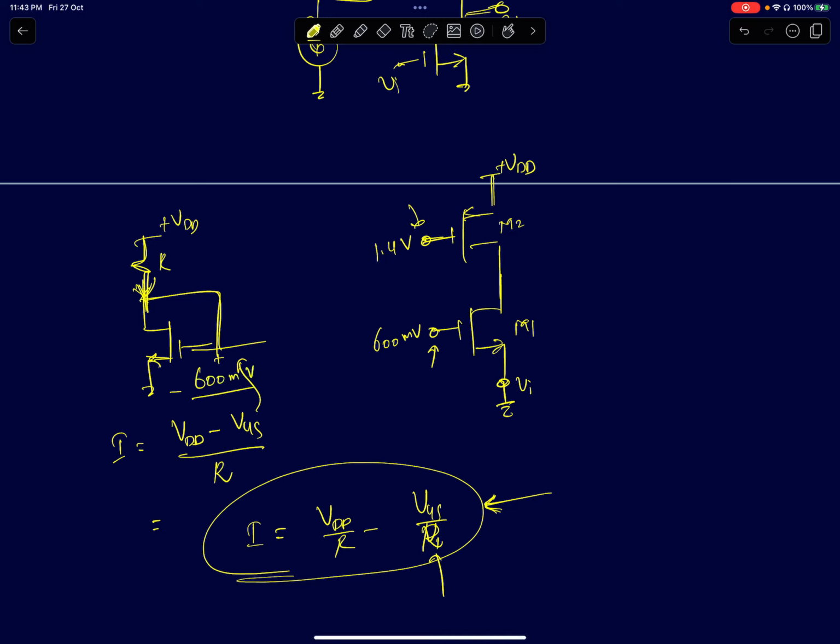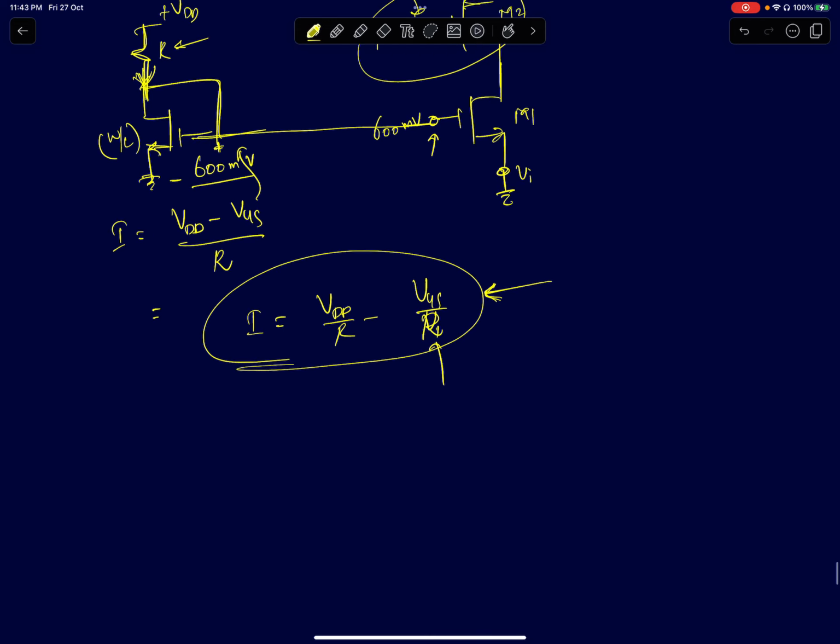So you have two parameters to vary. You have the W by L of this NMOS and the resistor. You can start with some value, slowly tweak it till you get this VGS to be 600 millivolts. Once you have that, you can directly connect it to this.